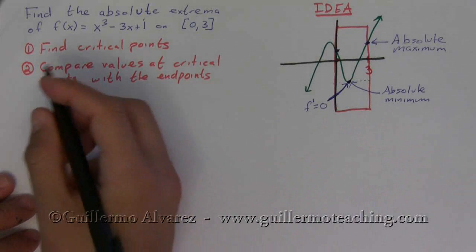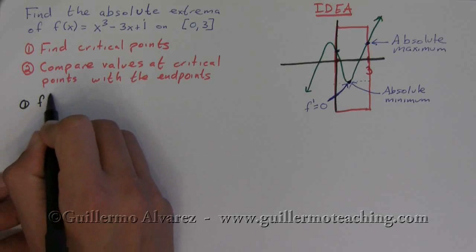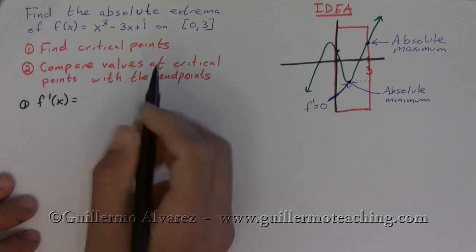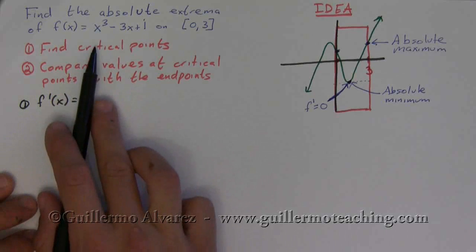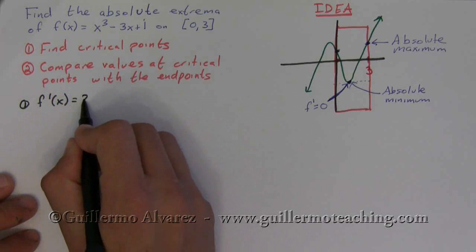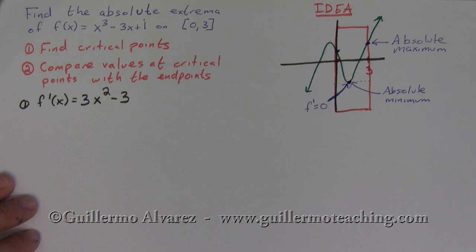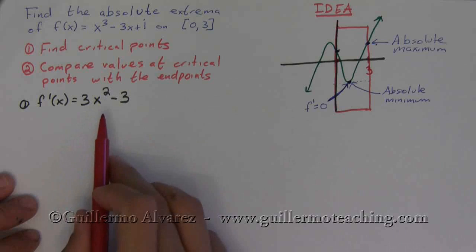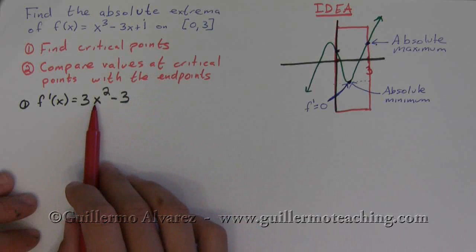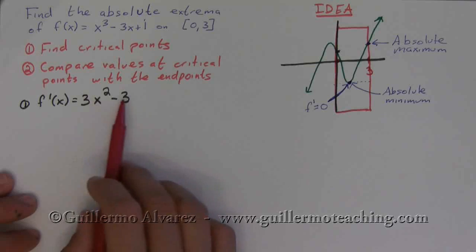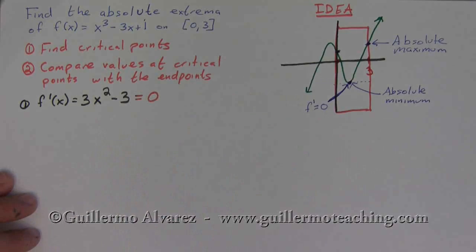To find the critical points, we need to first find the derivative and then set it equal to 0 to solve it. And so the derivative of this one is pretty simple. It's just 3x squared minus 3. And remember, the critical points are where the derivative is either 0 or undefined. This is a polynomial, so it's not undefined anywhere. So we're just going to set it equal to 0 and solve it.